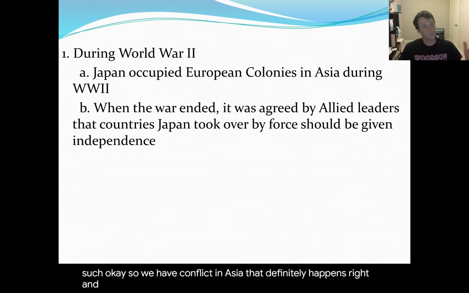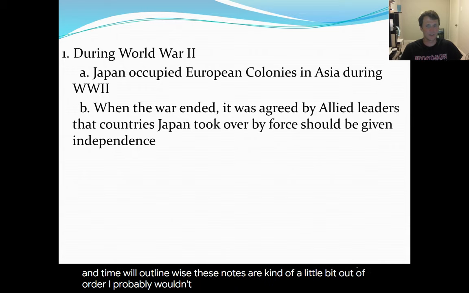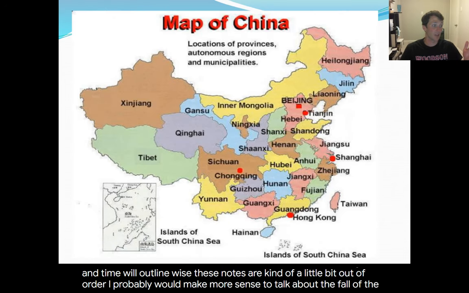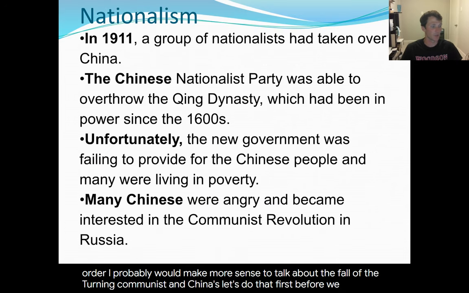Timeline-wise, these notes are kind of a little bit out of order. It probably would make more sense to talk about the turning communist in China. So let's do that first before we talk about the Korean War, okay?